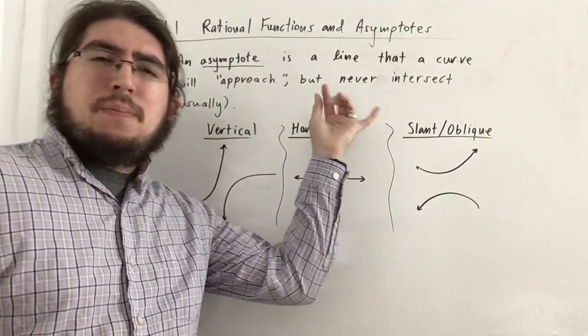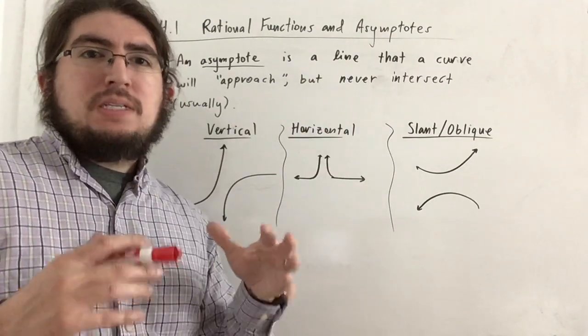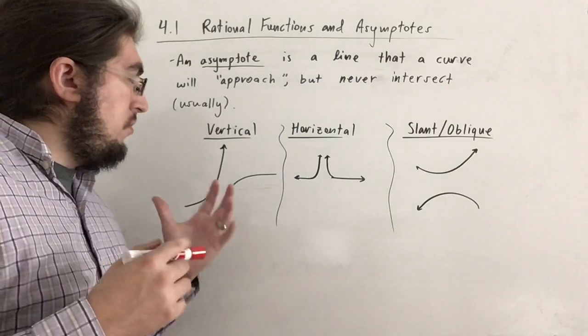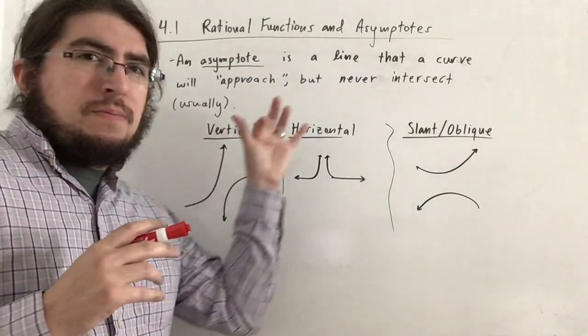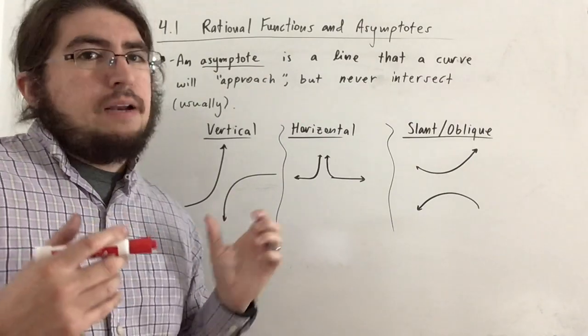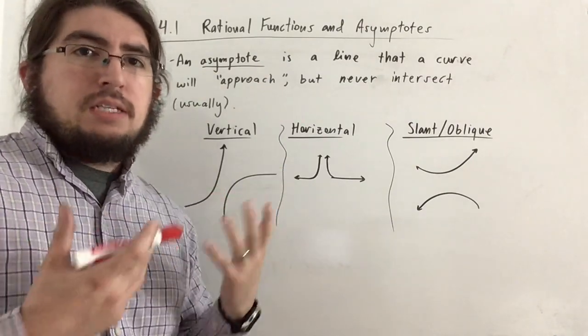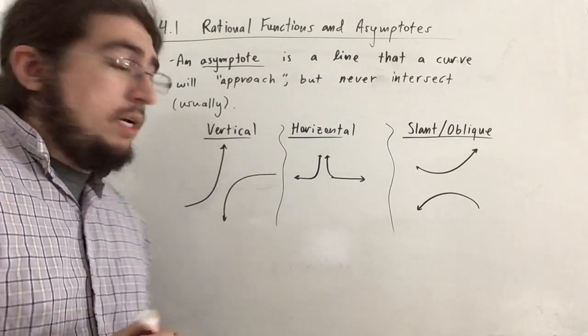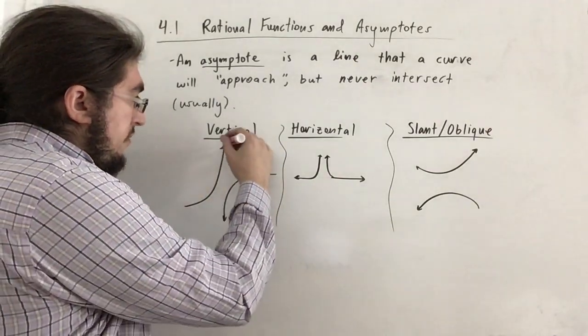So maybe this isn't the best way of describing it, but for our purposes of this section, it is the best way to think of it. So we'll see some cases where it will intersect the line, but the main idea is that it approaches the line as things go towards infinity, basically. And here are some 3 scenarios I want to touch on. So the first one is when you have a vertical asymptote.